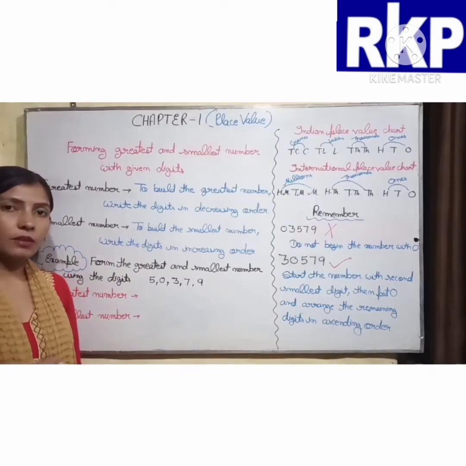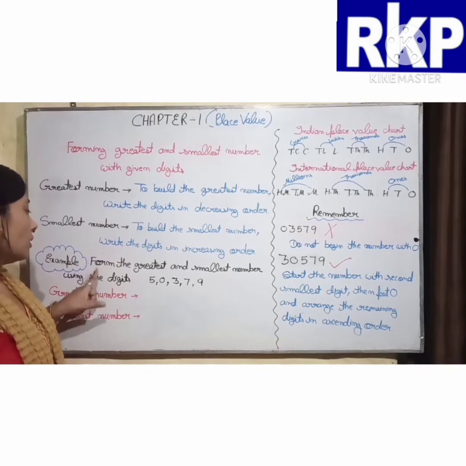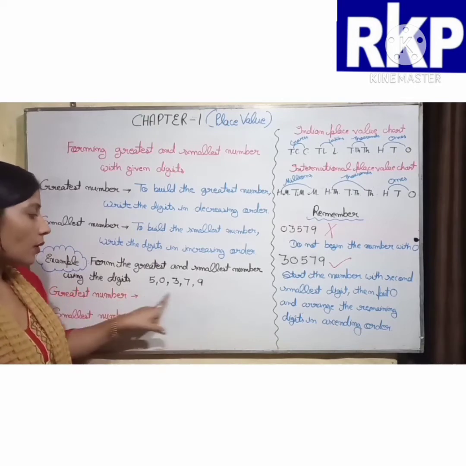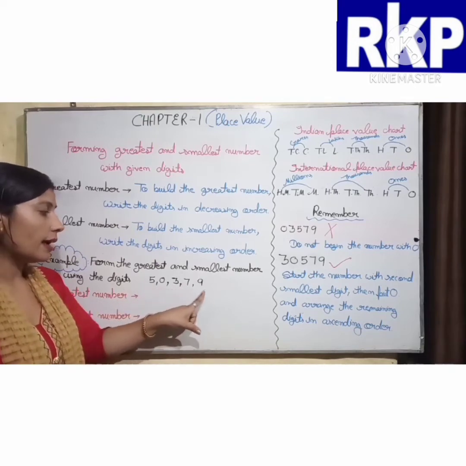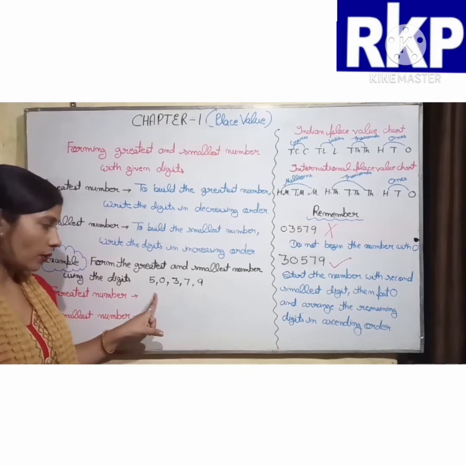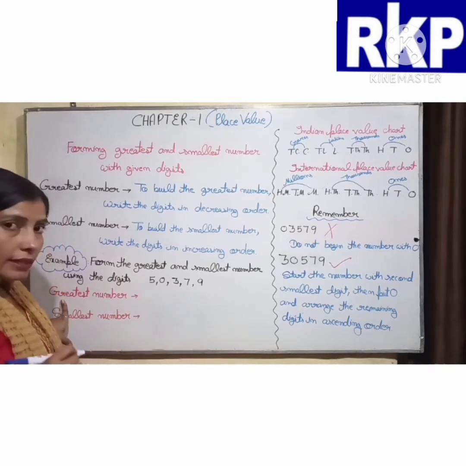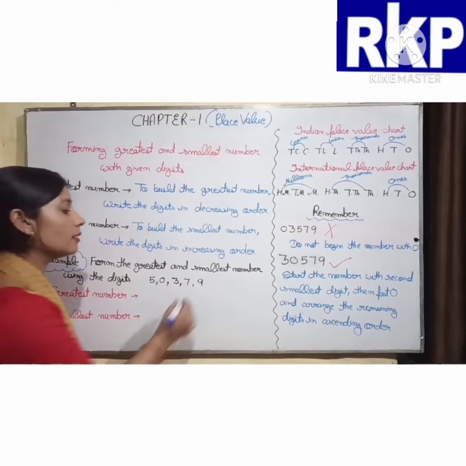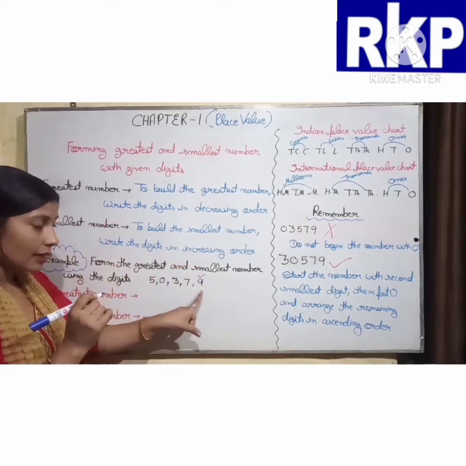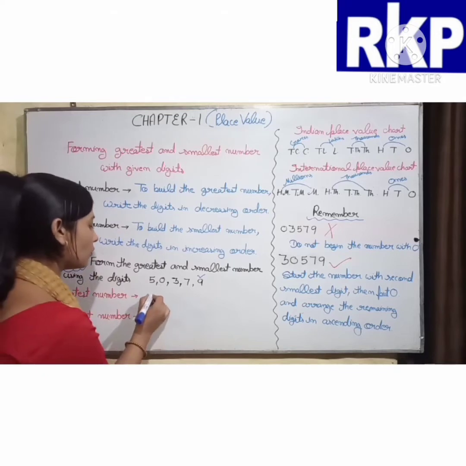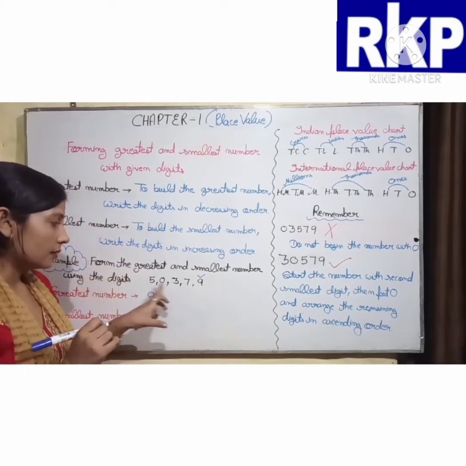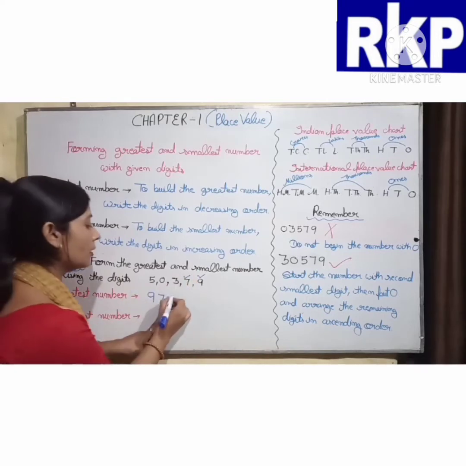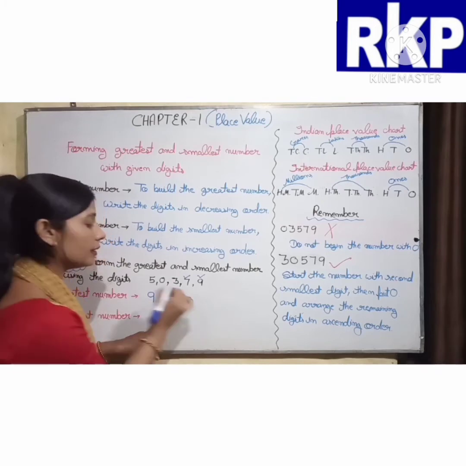Now students, let us take one more example. In this we have to form the greatest and smallest number using the digits 5, 0, 3, 7 and 9. We have 5 digits. So first we have to write the greatest number. And how can we write the greatest number beta? Yes. First we need to write the greatest digit, and here you can see 9 is the greatest digit. So first we have to write 9. After that, which one is greater? 7. So here we have to write 7, then 5, then 3 and then 0.